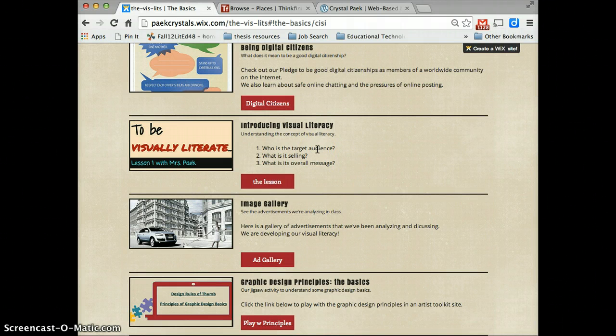And then introducing visual literacy is the next lesson. It's a PowerPoint and a discussion in class where we focus on these three questions of who's the target audience, what is it selling, and what is its overall message when looking at images that we see all the time, advertisements. So that touches upon my first objective.